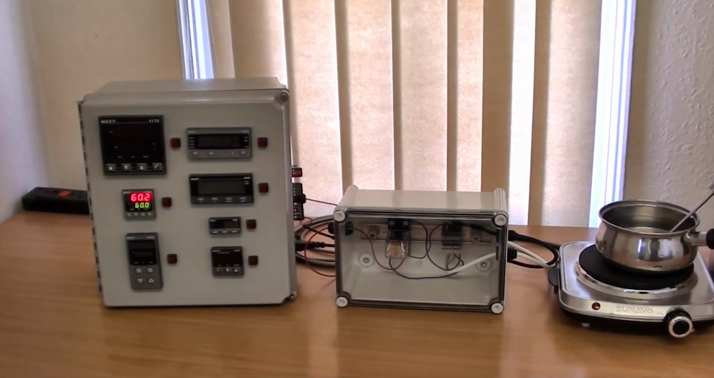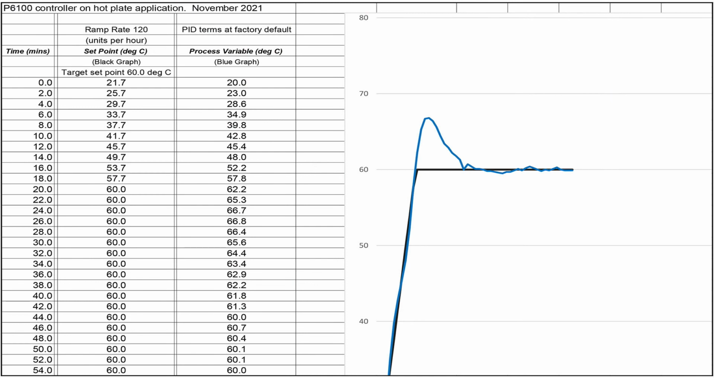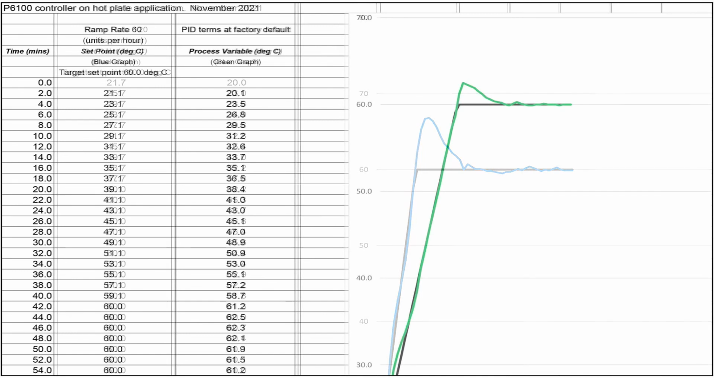Readings were taken over 100 minutes and the results plotted on a graph. The ramp rate was changed from 120 degrees per hour to 60 degrees per hour, and again, results plotted on a graph.